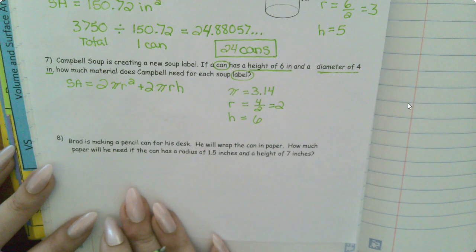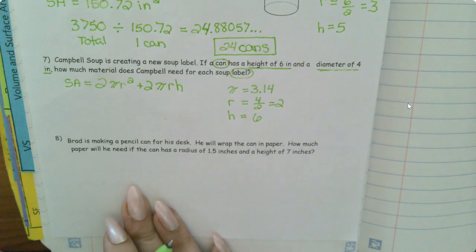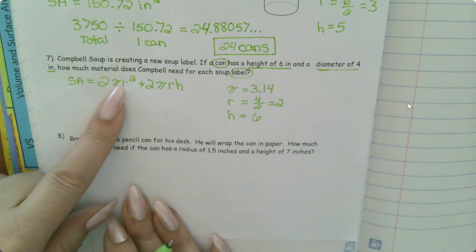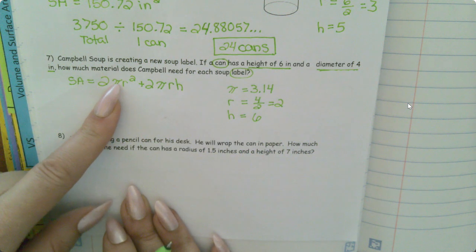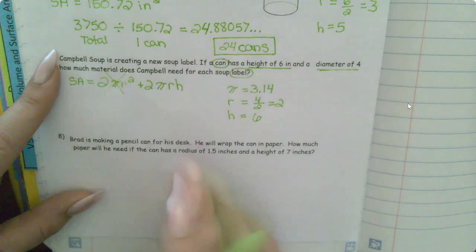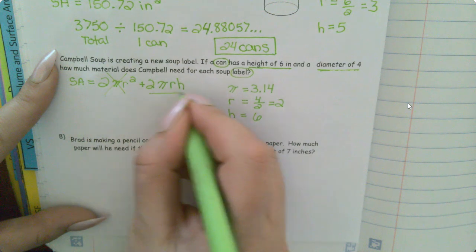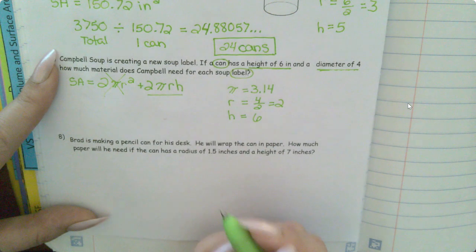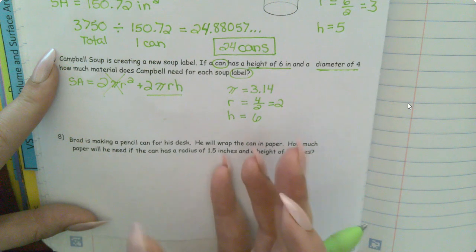If you need to, look back at the page before this. Which part of the formula do we say is the area of the top and the bottom circles? Yes. The 2 pi r squared, that's the area of the two circles. It's the top and the bottom. We're not going to cover the top and the bottom with the soup label. Okay? So we can get rid of that part of the formula. So we're only using this part, the 2 pi rh, because that's the only part where my label is going to go.